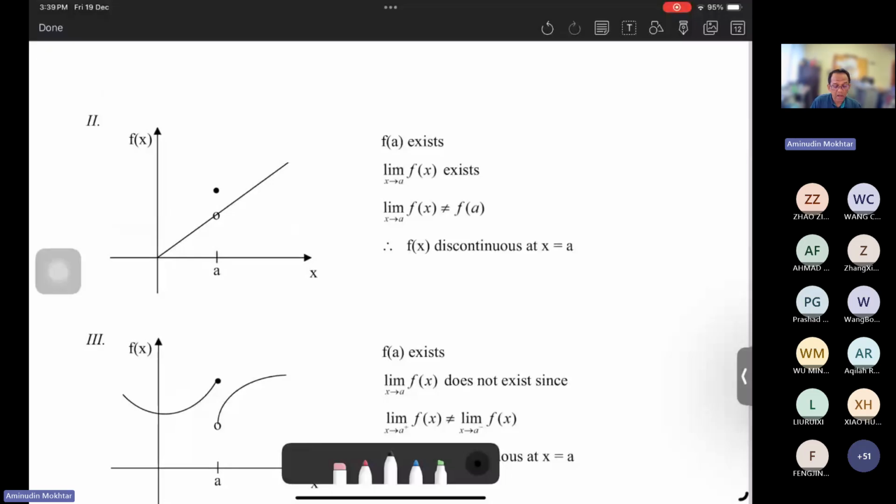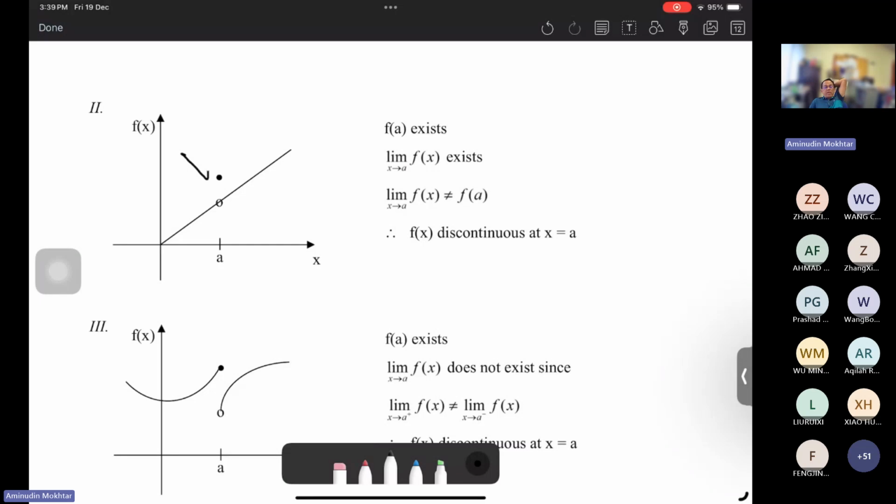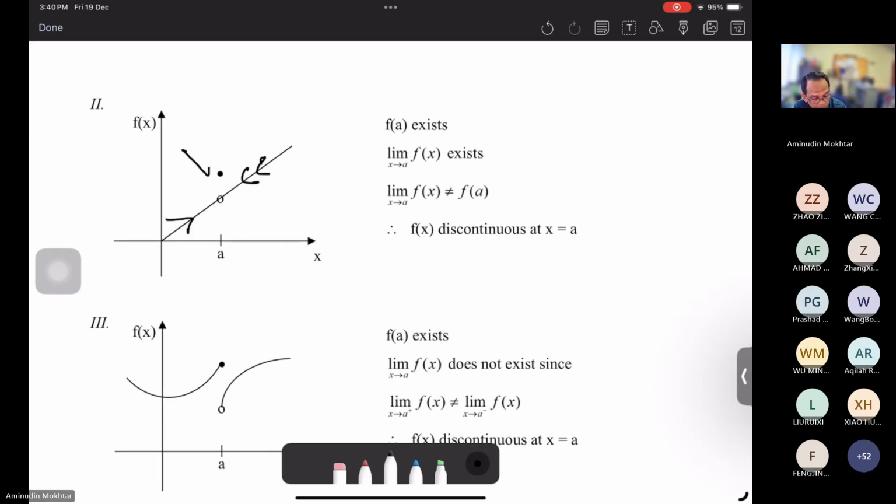Okay, for the second one, there is also an example of f(x) discontinuous. In other words, we can say that the function is defined at this point, because we have a black circle here. The function is defined, and the limit exists. But the value of the limit does not equal the value of y. That's why, as you can see here, there are 2 points.